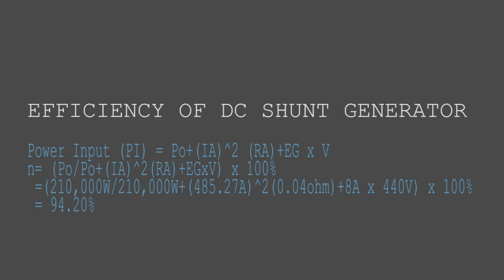Efficiency of DC shunt generator. If we manipulate it, efficiency equals power output divided by power output plus armature current squared times armature resistance plus shunt field current times load voltage, times 100%. So 210,000 watts divided by 210,000 watts plus 485.27 ampere squared times 0.04 ohm plus 8 ampere times 440 volts, times 100%. The answer is 94.20%.